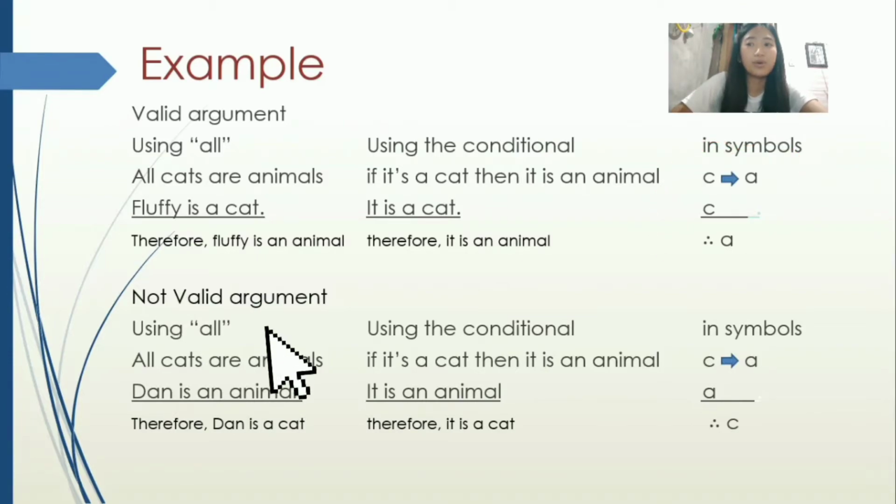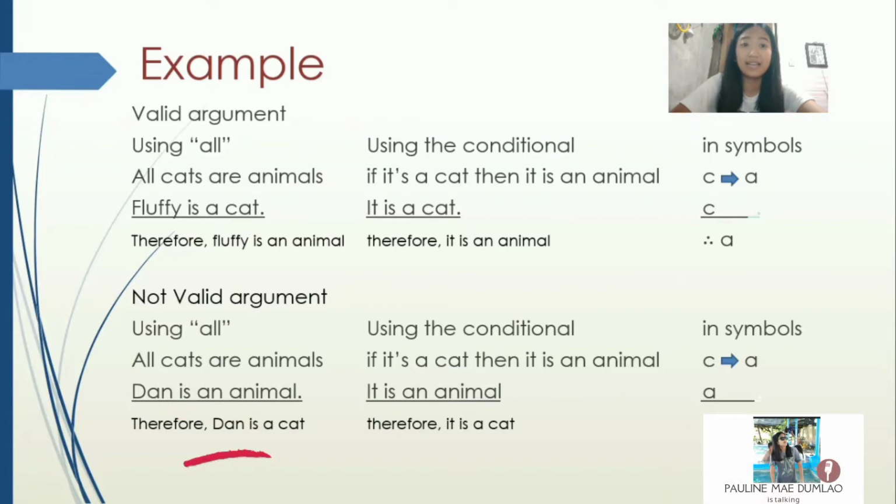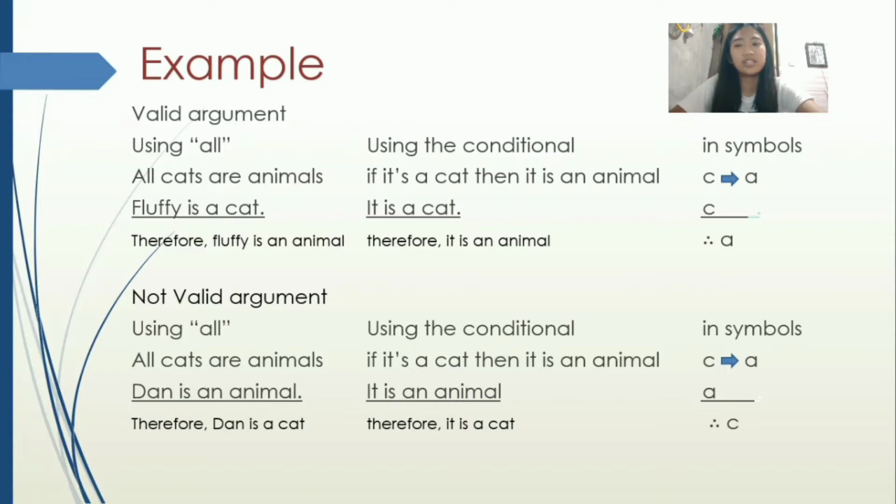In this example, we use all cats are animals and Dan is an animal. Therefore, Dan is a cat. The result is that the statement Dan is a cat is not true because it was never mentioned that Dan is a cat. It can be a dog or a pig, horse, etc.